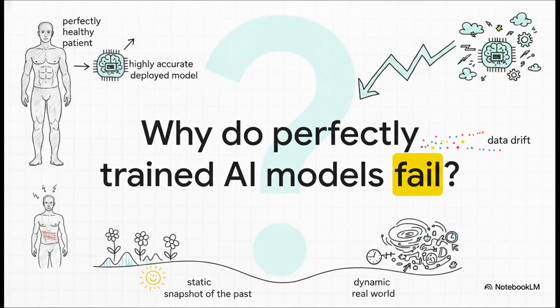It really all boils down to one massive mystery. Why do perfectly trained AI models fail in the real world? You deploy this pristine, highly accurate model, and then it just kind of degrades. It's exactly like a patient that was perfectly healthy yesterday, but gets sick today just because their environment changed. The real world is incredibly dynamic, but your trained model? Well, that's just a static snapshot of the past.